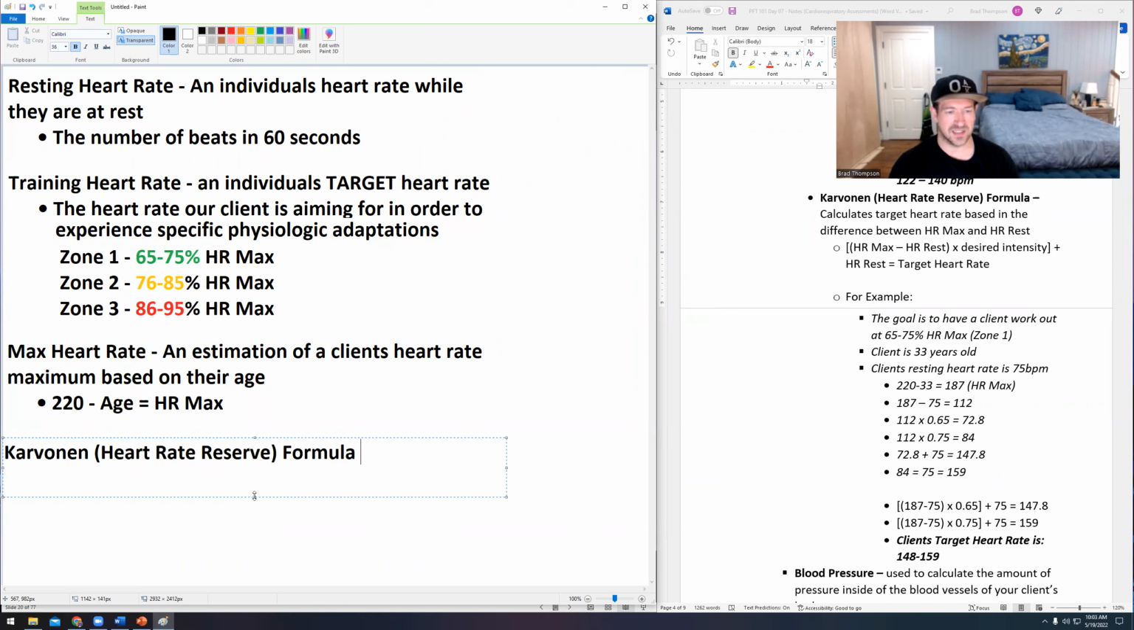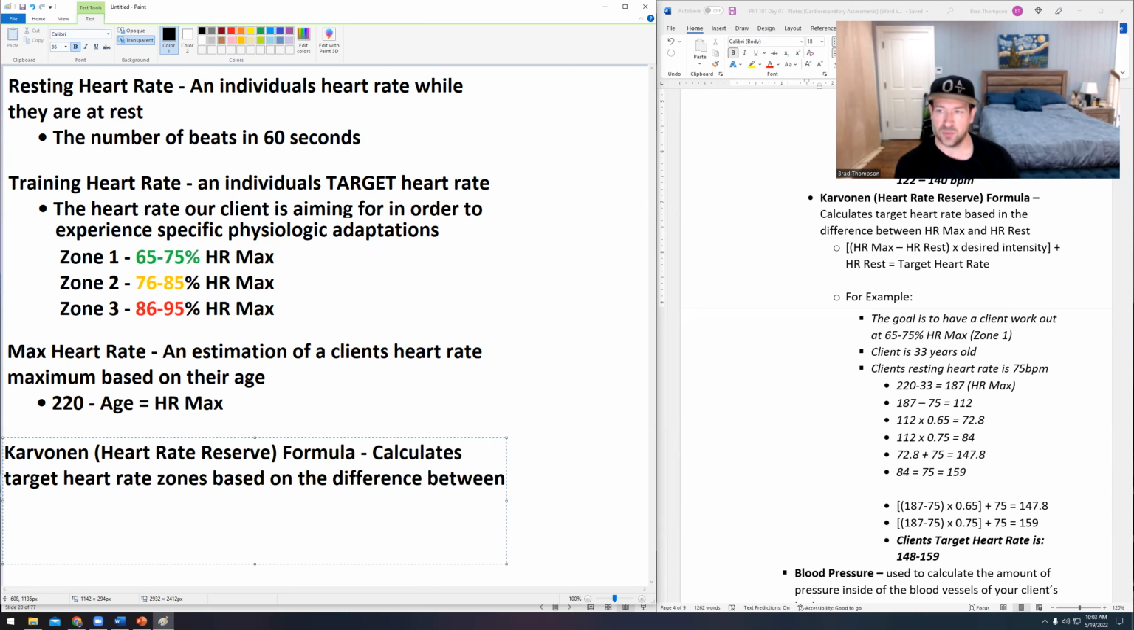And what this is going to be is a calculation of target heart rate zones based on the difference between the heart rate max and the heart rate rest. So now if we take into account our client's resting heart rate, we know that a lower resting heart rate means that somebody's in better shape.